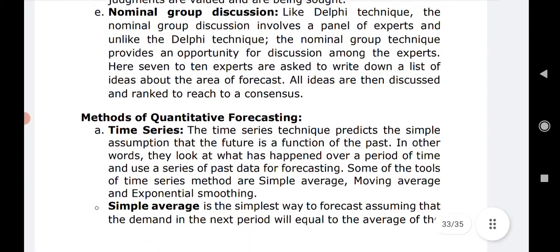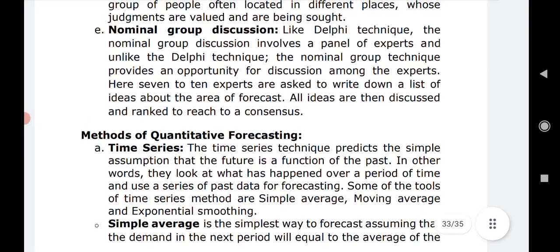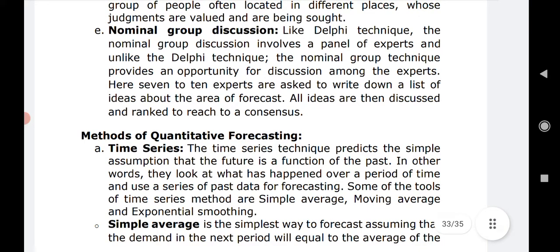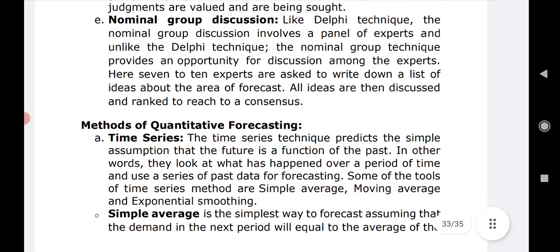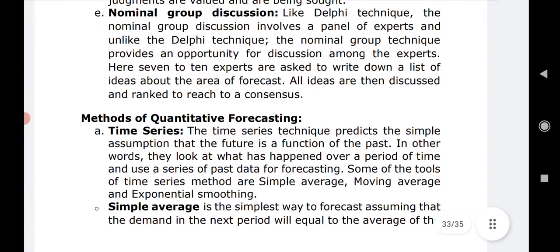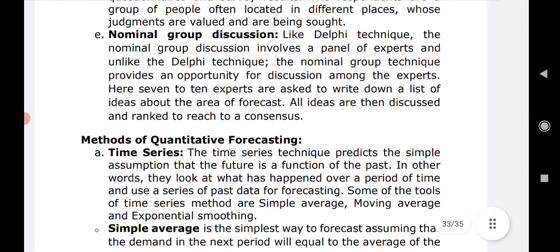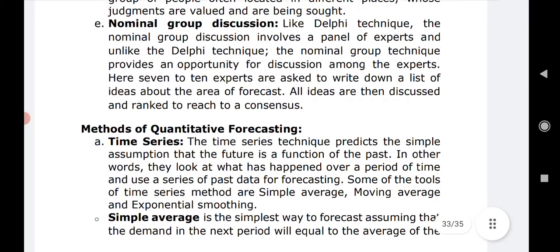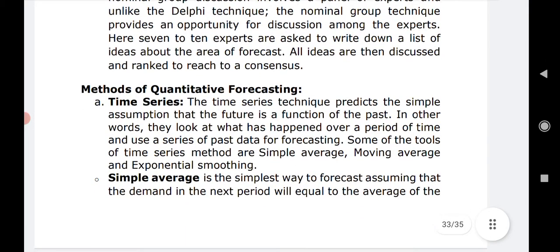Next comes nominal group discussion. What happens in this method is, like the Delphi technique, the nominal group discussion involves a panel of experts, and unlike the Delphi technique, the nominal group technique provides an opportunity for discussion among the experts. Here 7 to 10 experts are asked to write down a list of ideas or areas of forecast, right? And all the ideas are then discussed and ranked so that a decision can be extracted out of it. So these are all considered to be the qualitative methods, right?